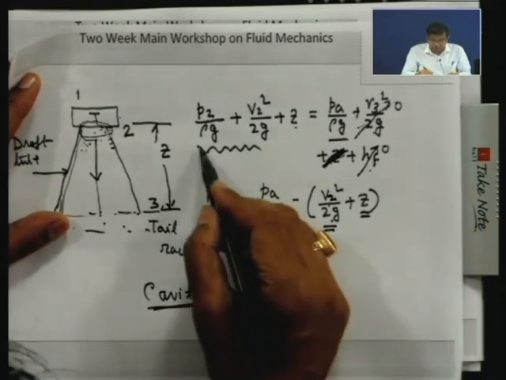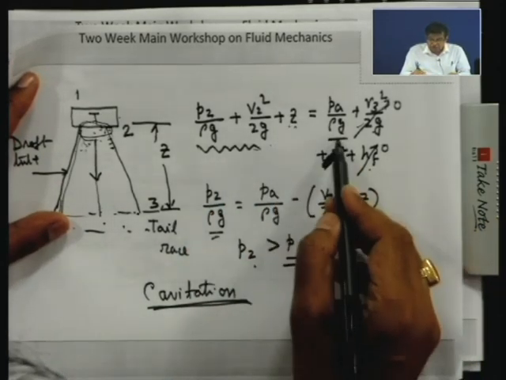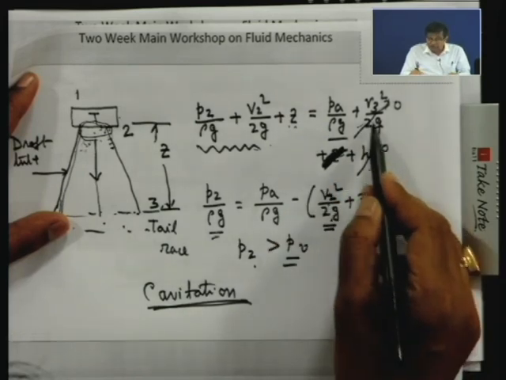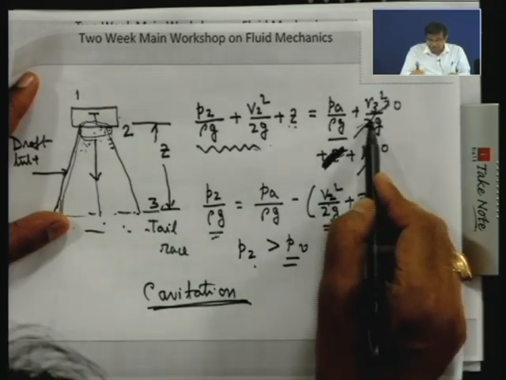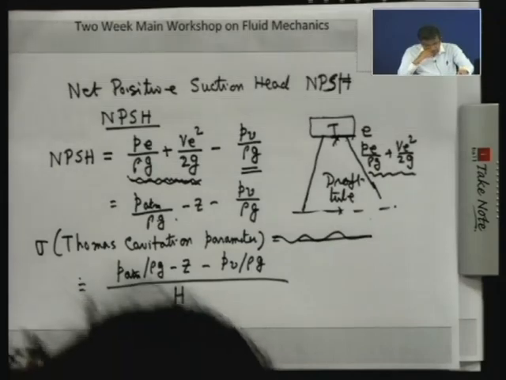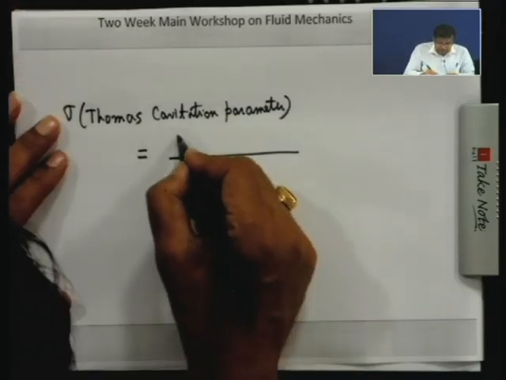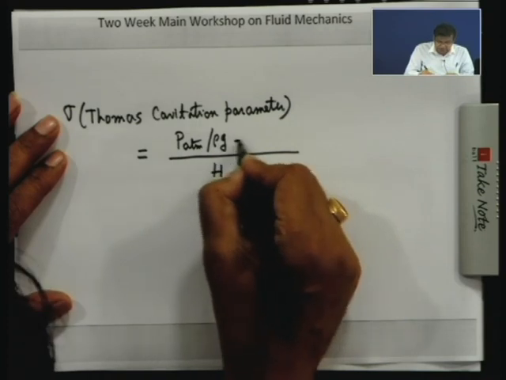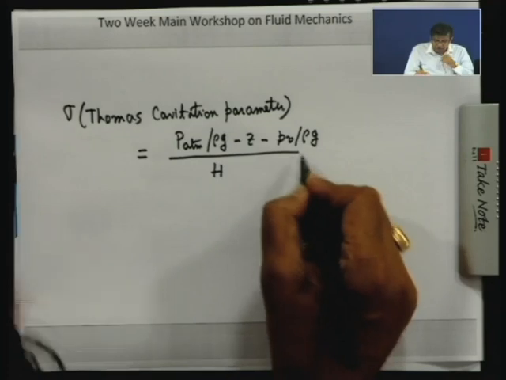Space is so small that I have to refer like that. This was by mistake, Z was here. So P atmospheric by rho g, in consideration of viscous loss being negligible and the velocity of discharge at the outlet of the draft tube being much smaller compared to that at the inlet. With that we can write P atmospheric by rho g minus Z minus PV by rho g. This is known as Thomas cavitation parameter.